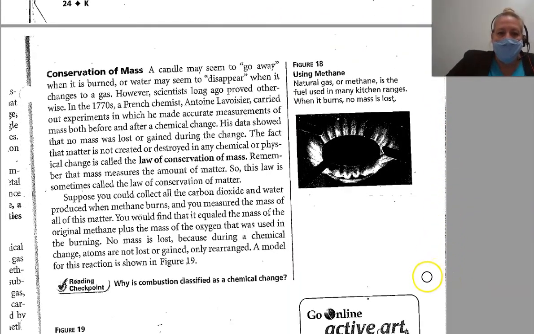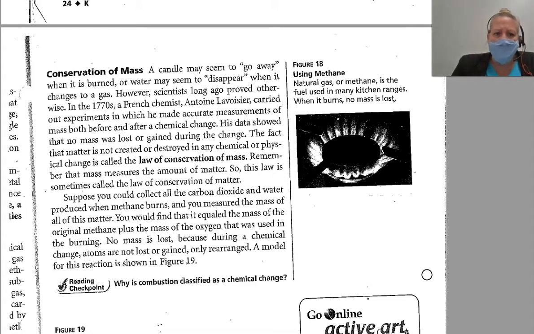Okay, conservation of mass. A candle may seem to go away when it is burnt, or water may seem to disappear when it changes to a gas. However, scientists long ago proved otherwise. In the 1770s, a French chemist, Antoine Lavoisier, carried out experiments in which he made accurate measurements of mass both before and after a chemical change. His data showed that no mass was lost or gained during the change.